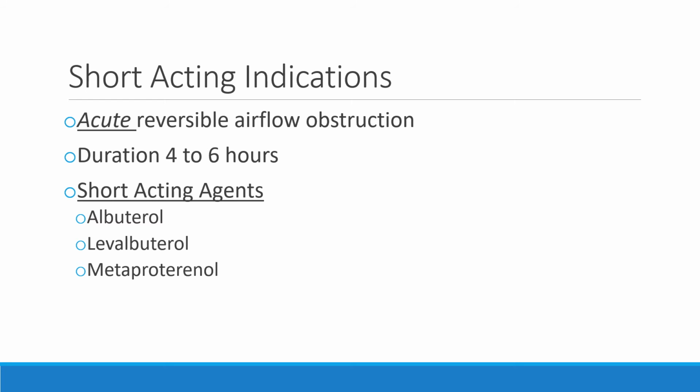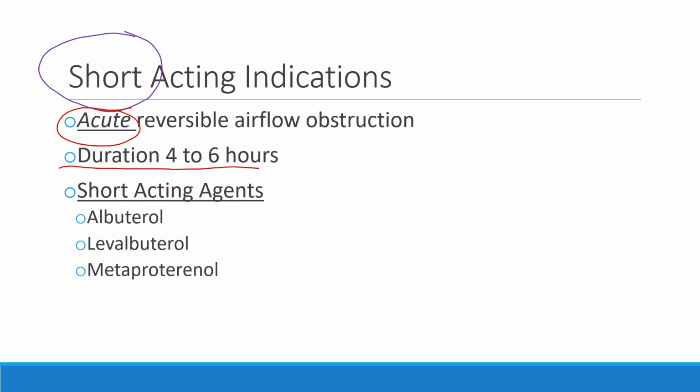Indications for short-acting. So we're going to start with short-acting agents, SABAs, short-acting beta-adrenergics. The key word here is acute: an acute reversible airflow obstruction. The duration here is about 4 to 6 hours. That's why after a bronchodilator, you have to wait 4 to 6 hours before you can do a pre and post PFT again. You have to let that medication get out of their system.